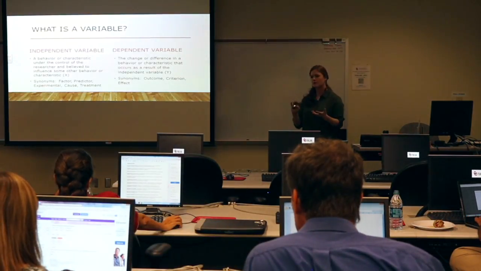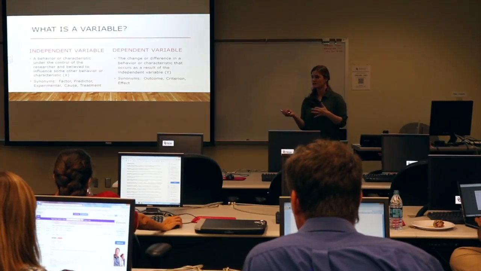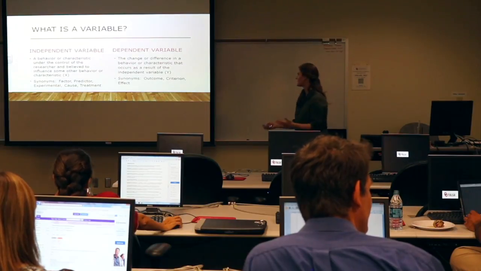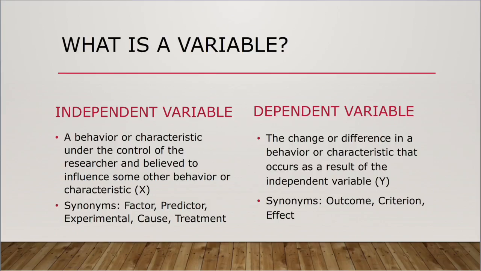So is everyone fairly comfortable with independent and dependent variables and the difference? Okay, good, we won't have to spend a ton of time on them then. So an independent variable, I'll just go over it. The basic way I think about it, in oversimplified terms, is that it's the variable that's doing the acting upon, or the influencing. The definition here: a behavior or characteristic under the control of a researcher believed to influence something else. So it's considered to be the X variable.